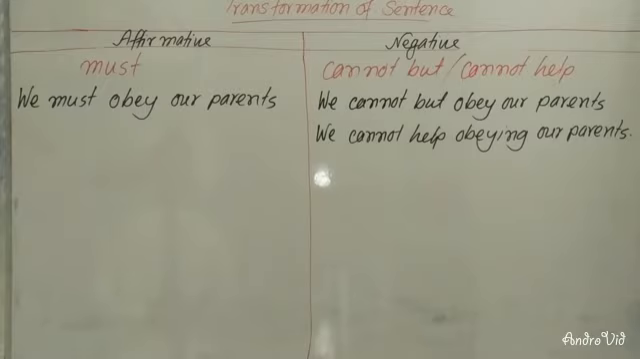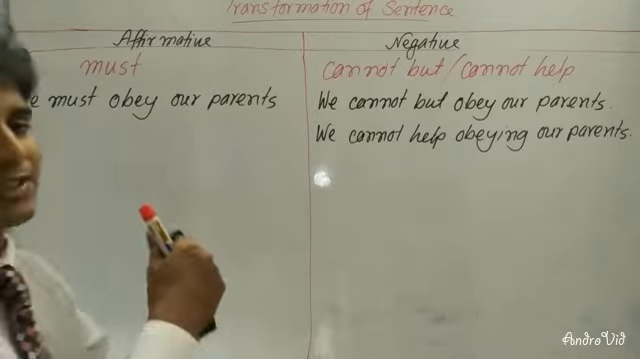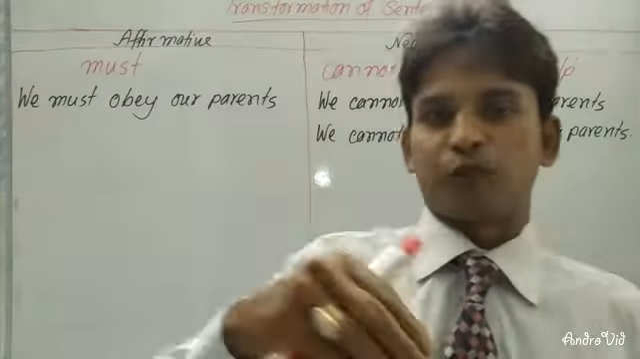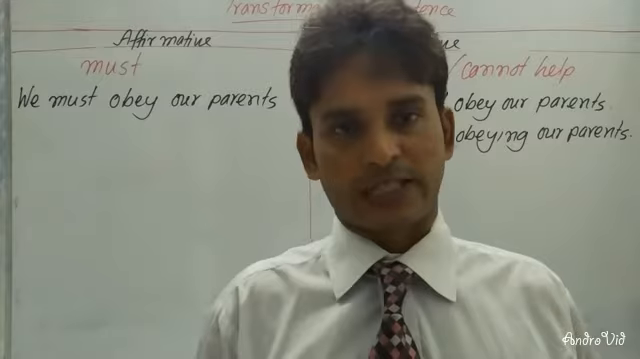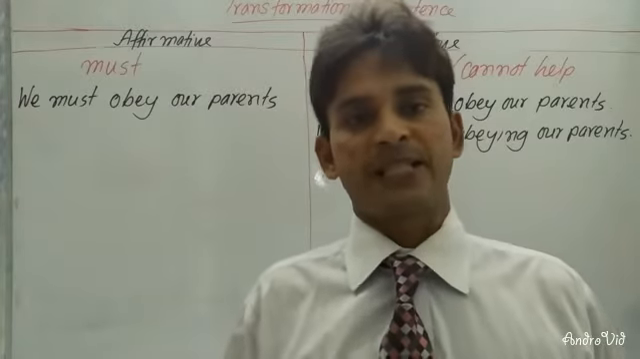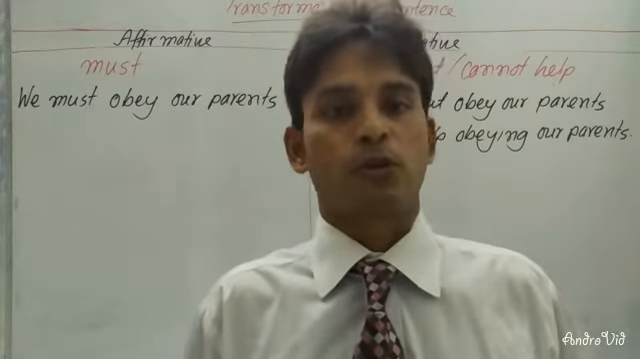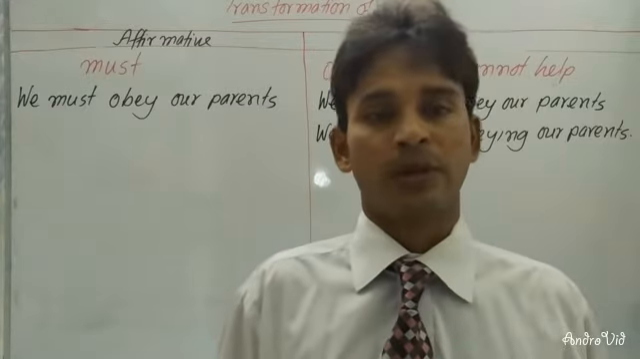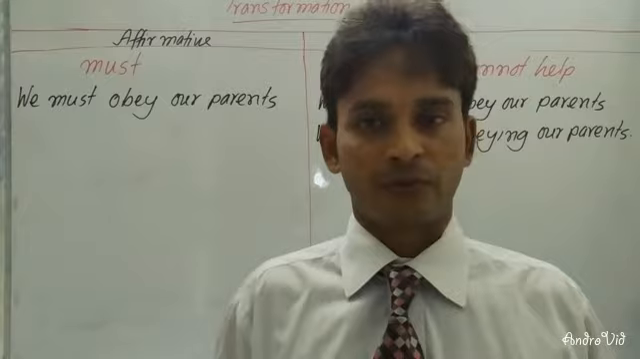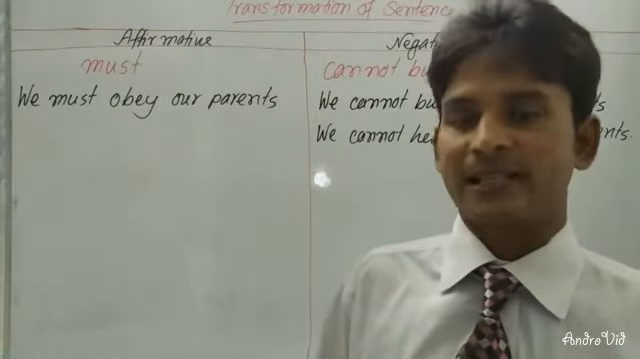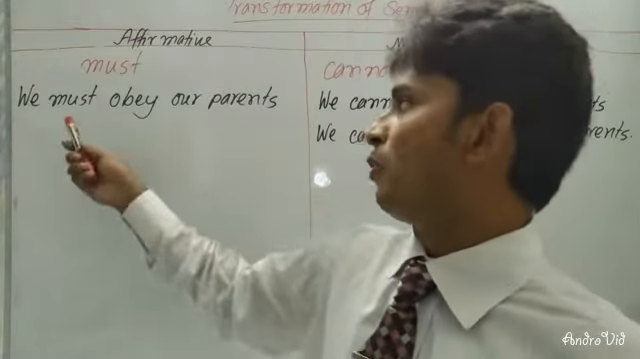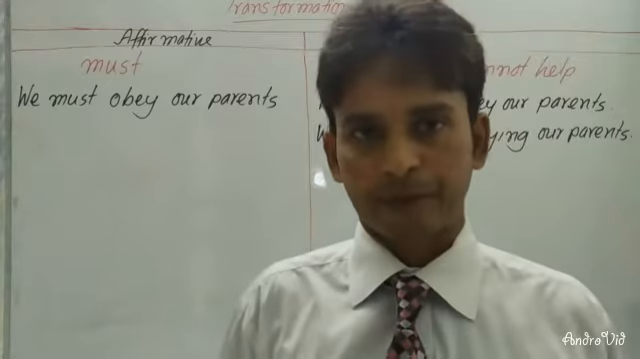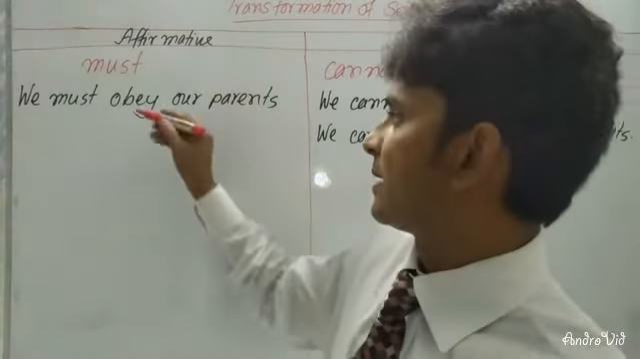Dear students, in the sentence you can see that I have given you another rule. If you have must in affirmative sentence, at the time of changing into negatives, you will have to use cannot but, then the present form of verbs, and you can also use cannot help. If you use cannot help, then you will have to use ing with the present form of verb. I have already given you an example. You can see on the board that we must obey our parents. So there is the word must.